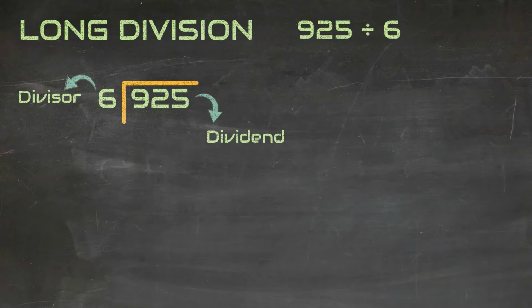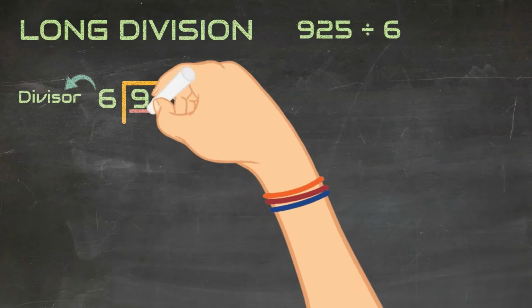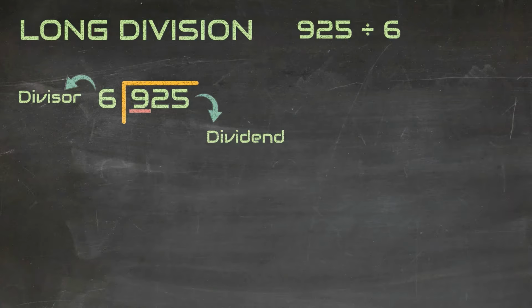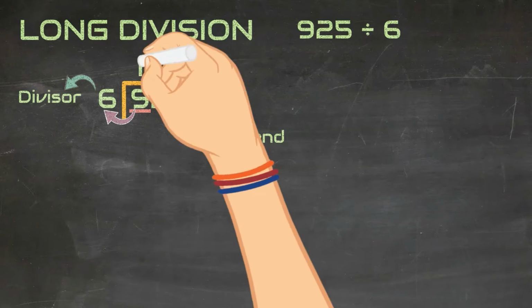In this process, we start dividing the digit in the biggest place value of the dividend. In this case, the biggest place value is the hundreds place, and the digit is 9. 9 becomes the dividend in this first iteration. 9 divided by 6. How many 6 can we take from 9? Let's try 1. 1 is then written on top, aligned with 9.